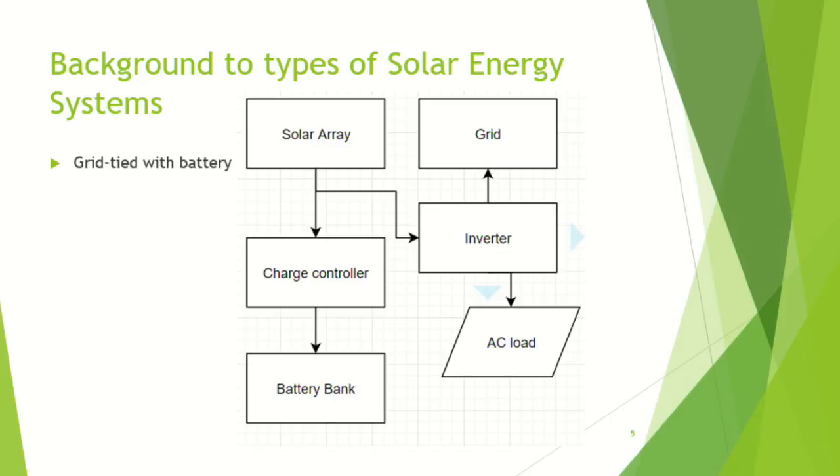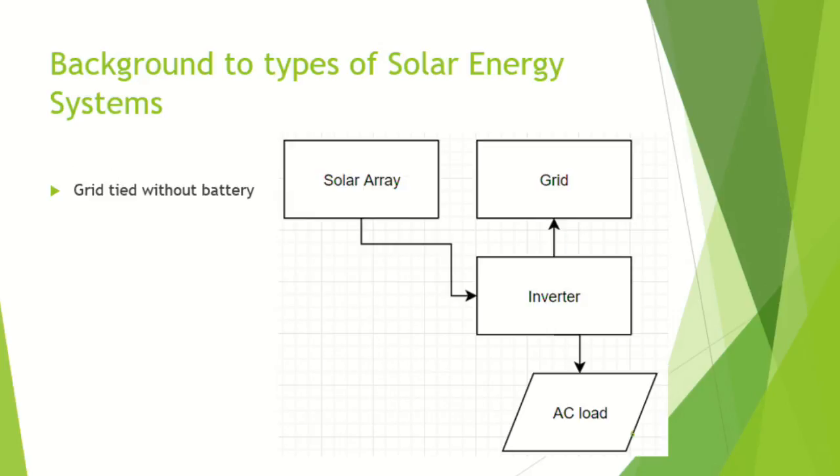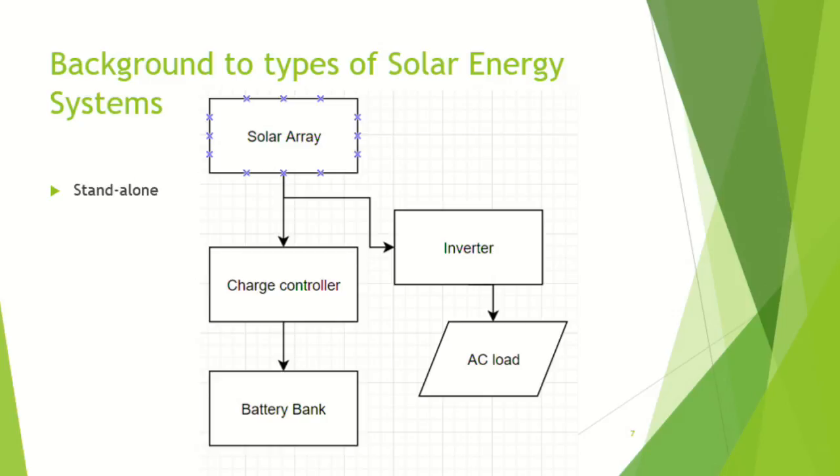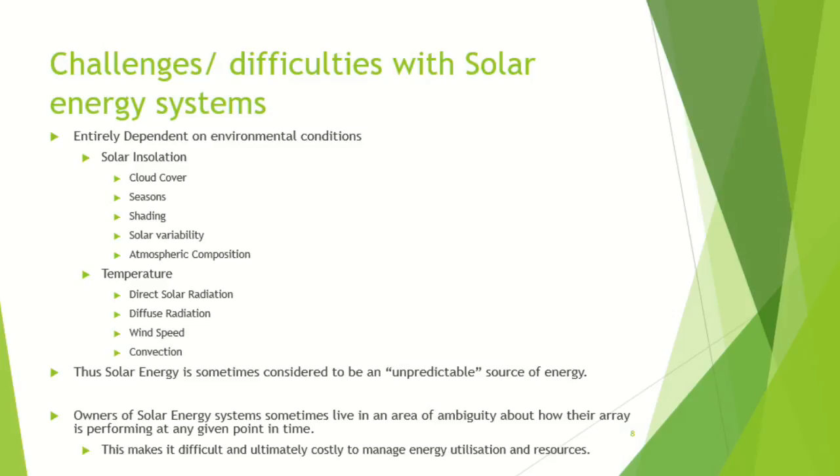So it's the same thing as before, just without a charge controller and without a battery. And then you have standalone systems, and this is where you don't really care about JPS that much, and you're just generating all the energy and keeping it for yourself. So this is where you have everything as before, but instead of the inverter feeding it back to the grid, you're storing all that energy, or you're using it up in your own local setup.